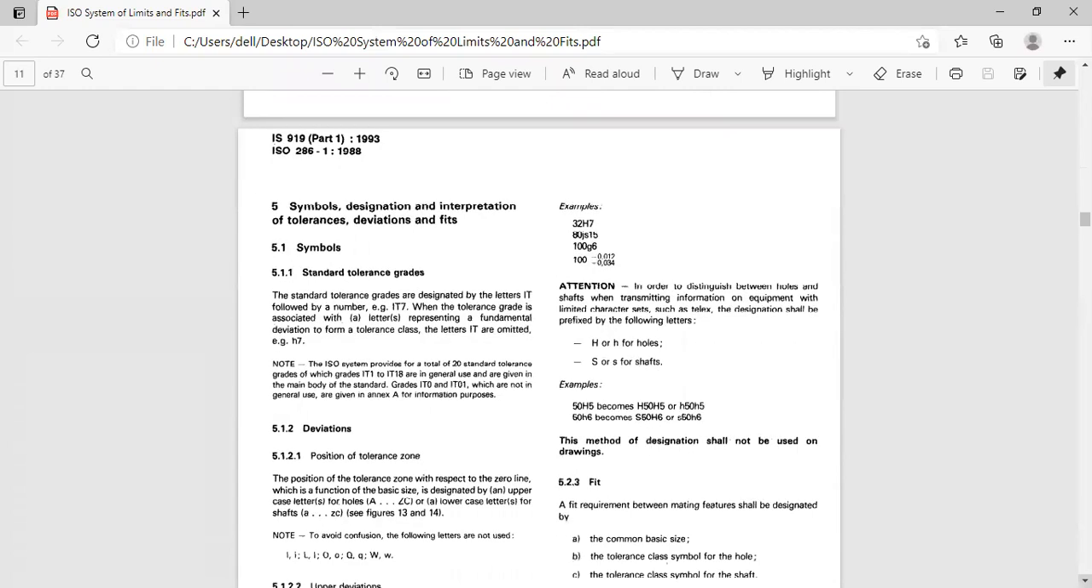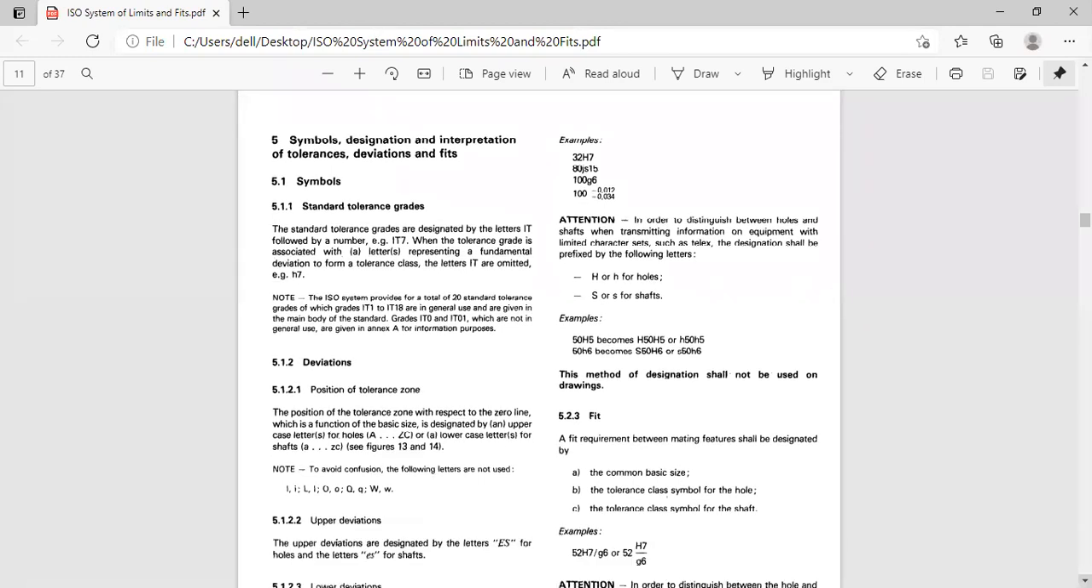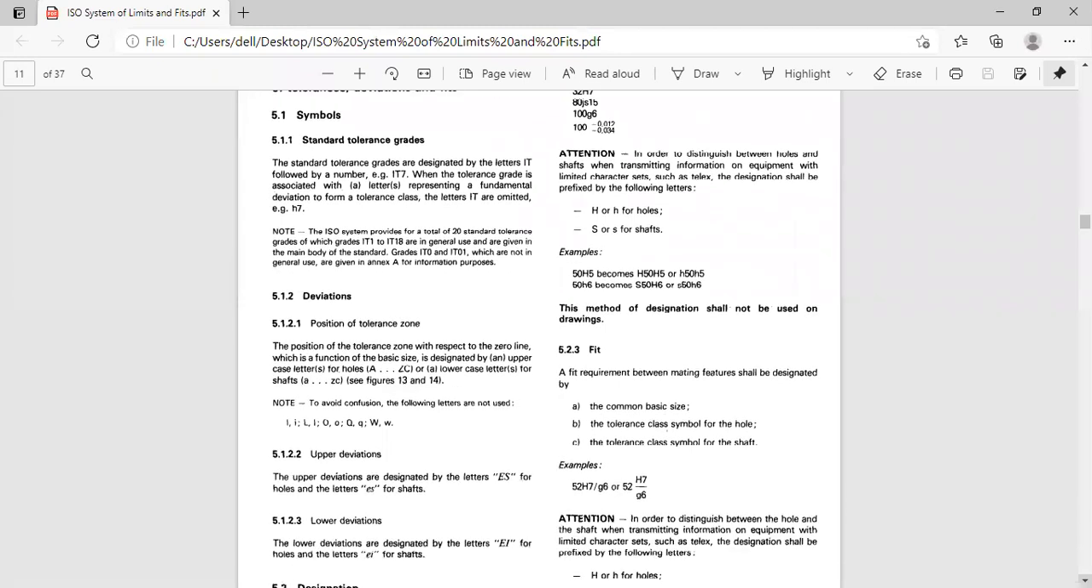I just want to impress upon you what the standard tolerance grades are. Already I told you we have 18 tolerance grades, and those are very important here. And you have to know what the upper deviations for the holes and the shafts are. So you have the letters ES for the holes, upper deviation, and es for the shafts. Already I just told you.